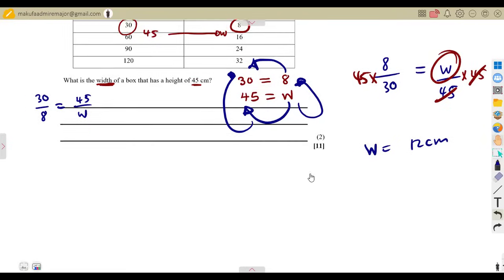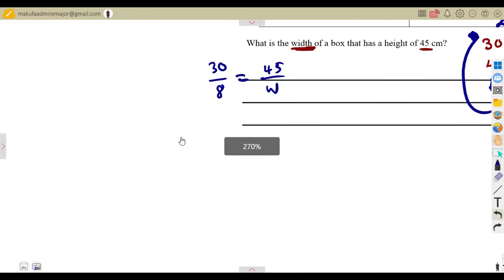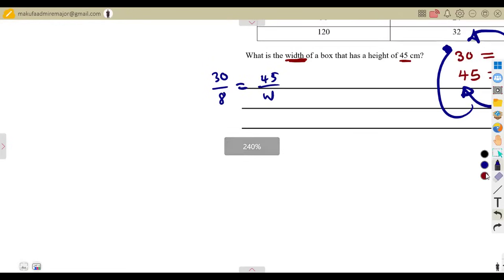Whether you use cross multiplication, let's do it as an example. If you choose cross multiplication, this multiplies this side, and this multiplies this side. So it's W times 30, the denominator times the numerator of the first one. 30W is equal to 8 times 45. That is your cross multiplication. So 8 times 45 is something like 360.